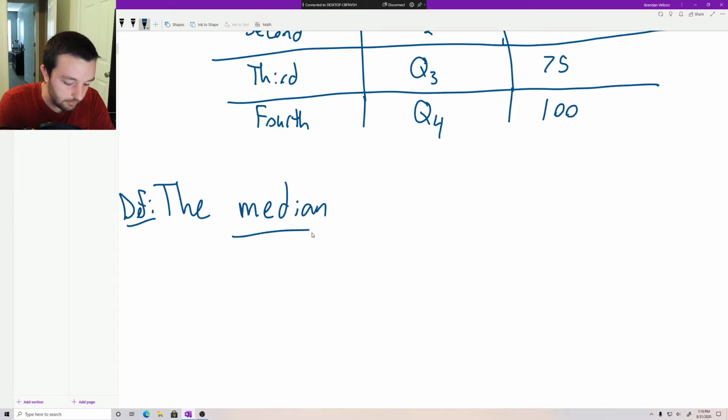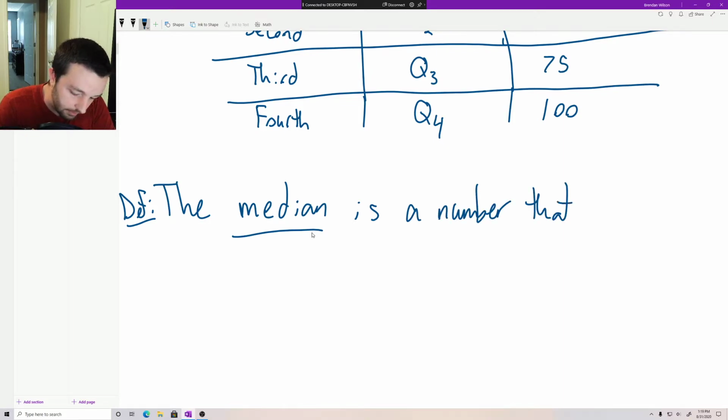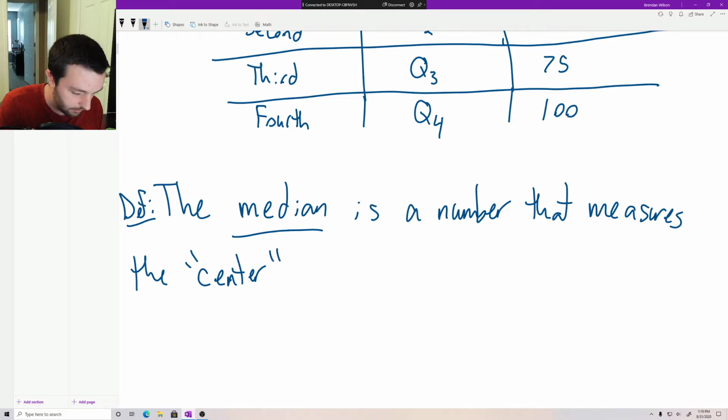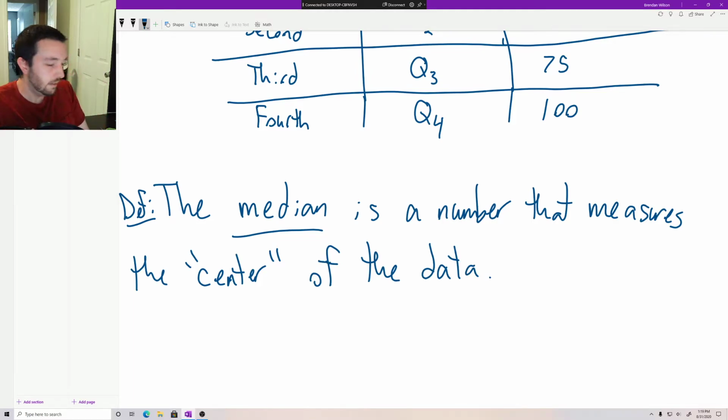The median is a number that measures the center of the data. Okay. So in 2.5, we're going to talk about measures of the center of the data in general, and we'll talk about the median again there.